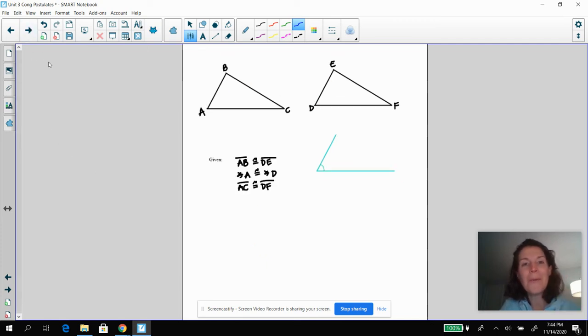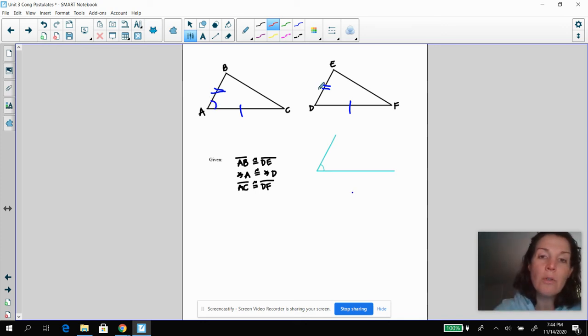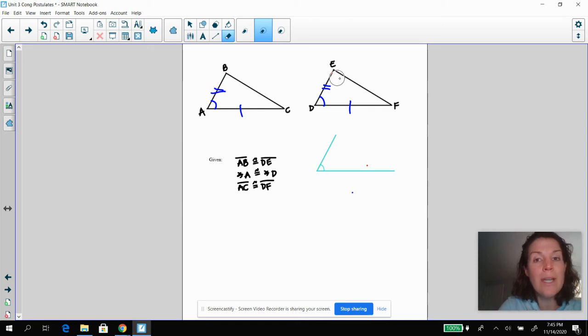Postulate number 2, here we go. So I am told that AB and DE are congruent, and I'm told that AC and DF are congruent. And then this is really important. I'm told that angle A is congruent to angle D. That's what we call the included angle. See how the included angle is essentially like the vertex angle, like where those 2 sides that we have information about meet? I could have angle B and angle E be congruent to each other, but because that's not the included angle, we actually don't care about those. So it has to be the included angle.